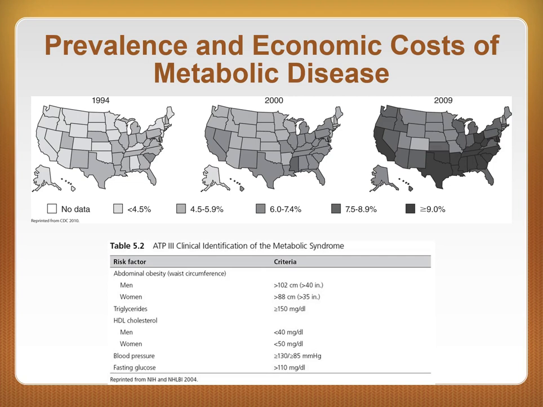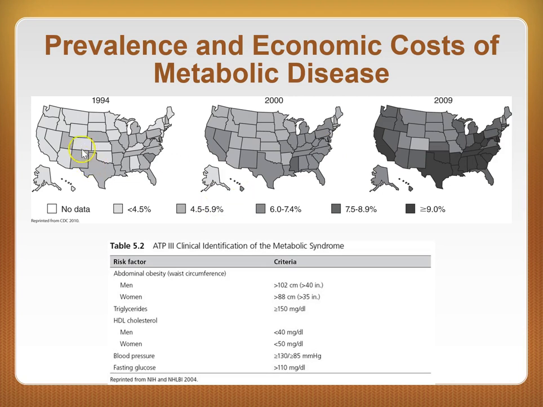Cardiovascular disease and type 2 diabetes have been identified as primary clinical outcomes of metabolic syndrome. But those with metabolic syndrome are also at increased risk for other conditions such as hypertension, abnormal lipid levels, asthma, sleep disturbances, and some forms of cancer.